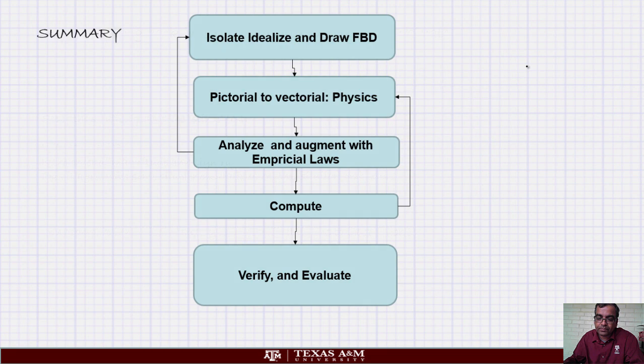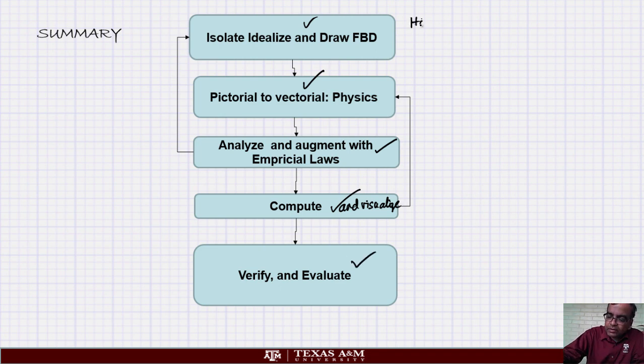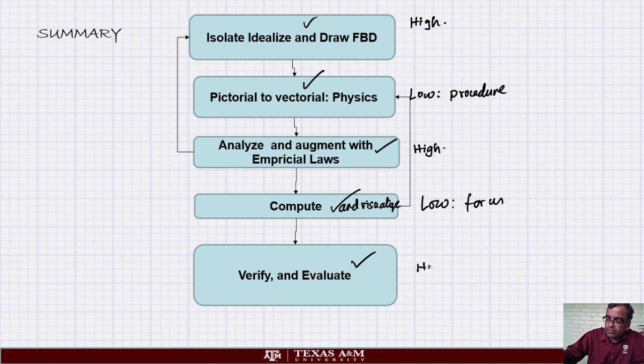Okay, now let's see. Isolate and idealize, pictorial to vectorial, analyze and augment, compute and visualize, and verify and evaluate. This is high in Bloom's taxonomy. This is low. Provided you know how to do it, this is a fixed procedure. This is high. For us, this is low, because for us this is high.